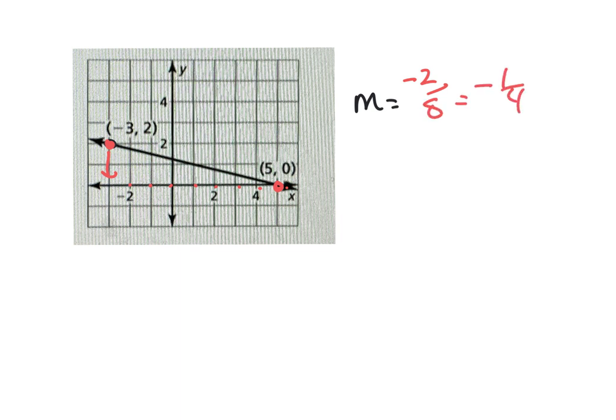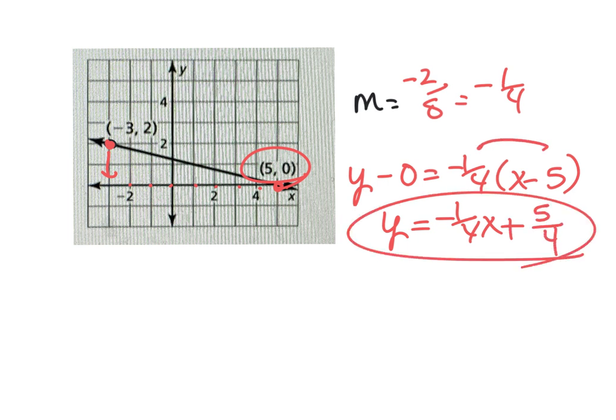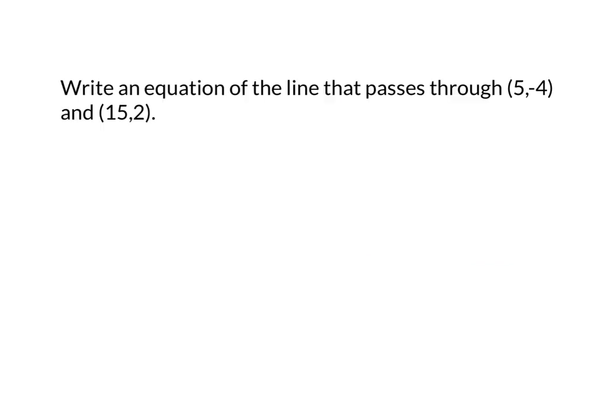And you can pick either point you want to. I'm going to pick (5, 0) just because there's a 0 in it. I'm going to do the same formula. y minus the y coordinate is the slope times x minus the x coordinate. y minus 0 is just y. I'm going to distribute the -1/4, and I'm done. If you do -1/4 times -5, you really just multiply the numerators together. They're both negative, so it becomes positive 5/4. And there's that one.